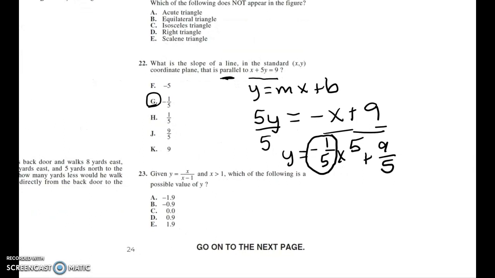23 is you have this equation, and they tell you x is greater than 1. Which of the following is a possible value of y? So you can test it any way you want. I would plug in a number larger than 1. So let's do, and you can do this on your calculator, 2 over 2 minus 1, and see what you get. Well, what is 2 minus 1? Hopefully you're saying 1. 2 divided by 1 is 2.